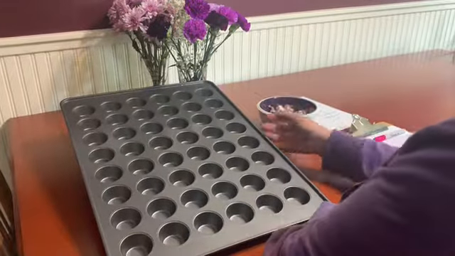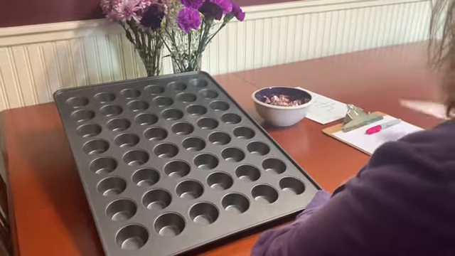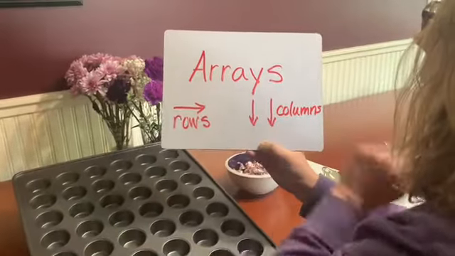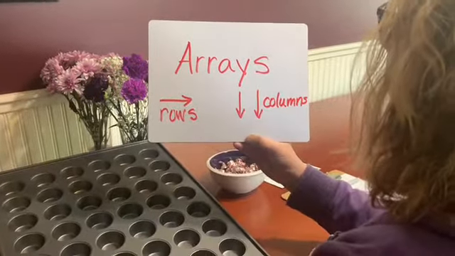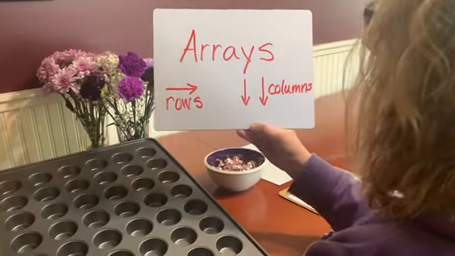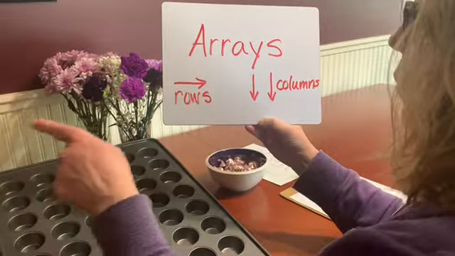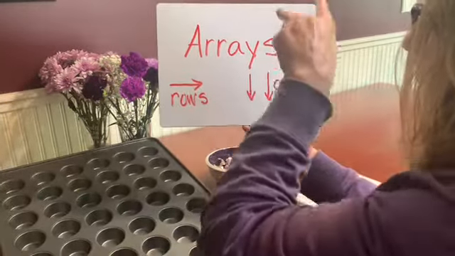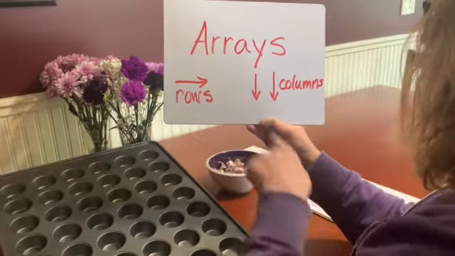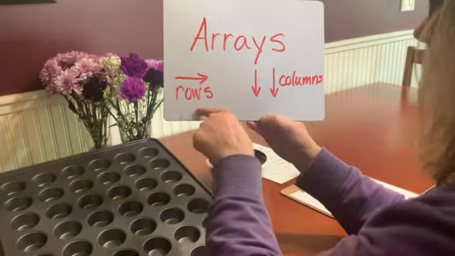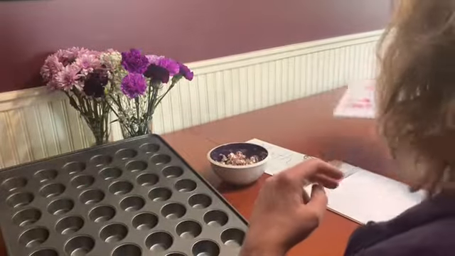You probably wonder, what are we going to do with the world's largest muffin tin? Well, we are going to talk about arrays and setting up problems inside of arrays. And I know that you remember that rows go across and columns go up and down, like columns on a building. So we're going to talk about rows and columns.